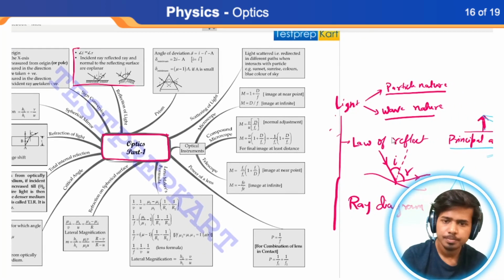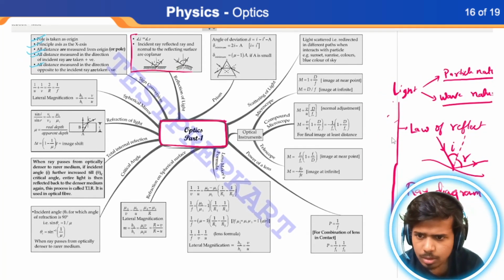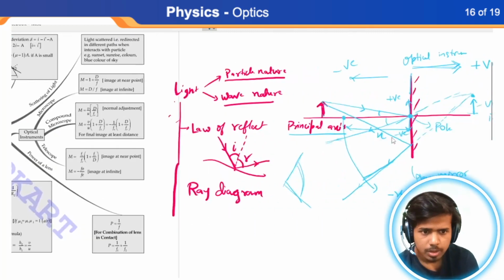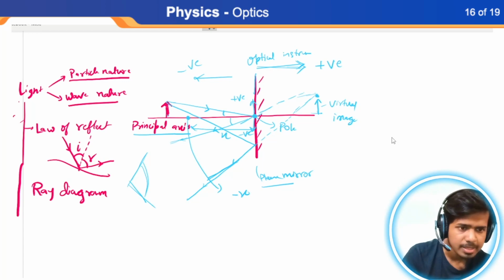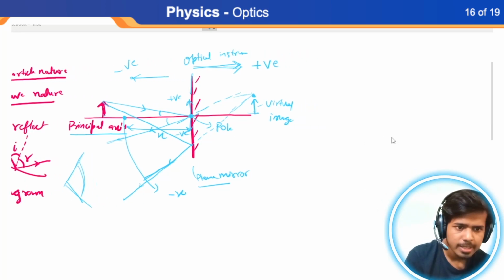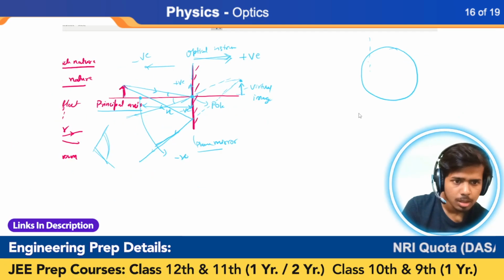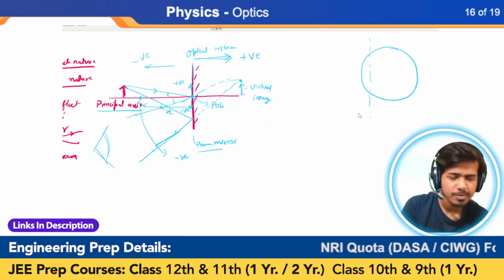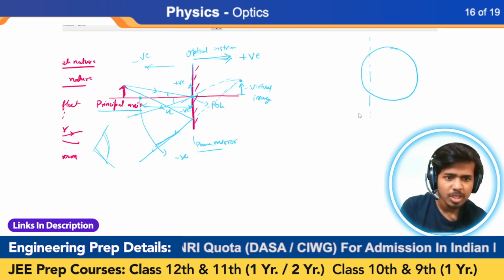Now let's talk about spherical mirrors first of all. This is a plane mirror, right? Plane mirror. We also have something like this. Let's say this is a spherical shell. What I do is cut a section of the spherical shell, and we get something like this.